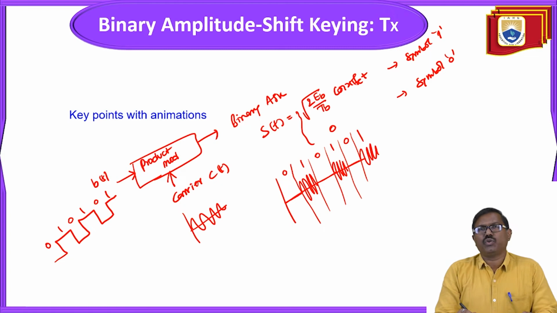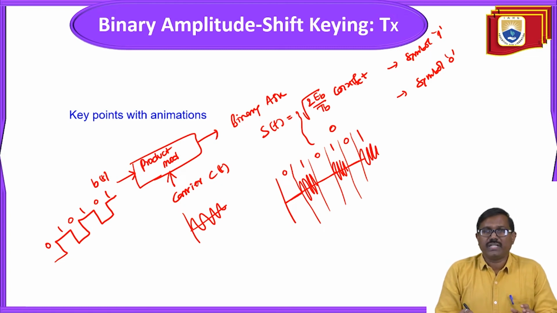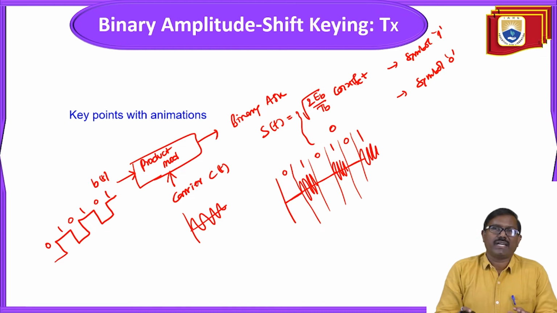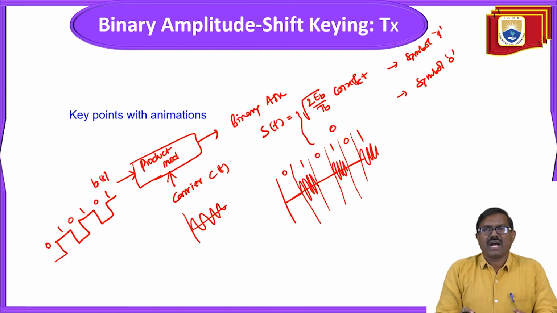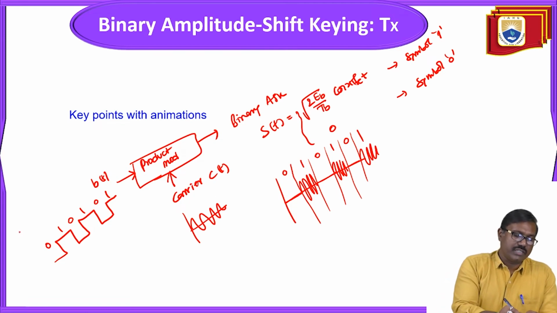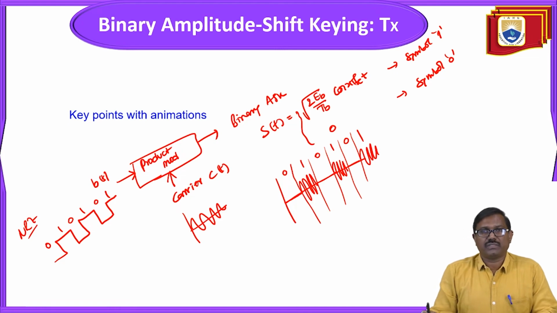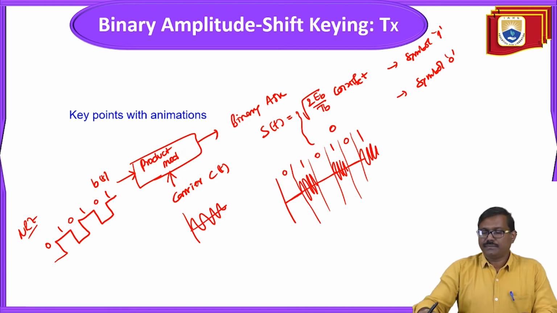It is a very simple one, just the product modulator, which multiplies both the signals b of t and c of t. Here I can take the NRZ format for representation of this binary data.